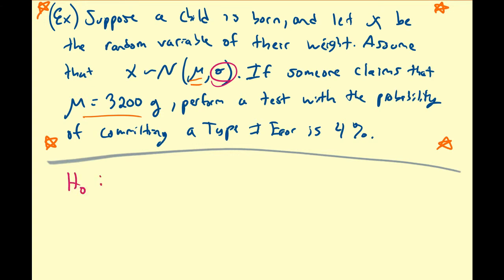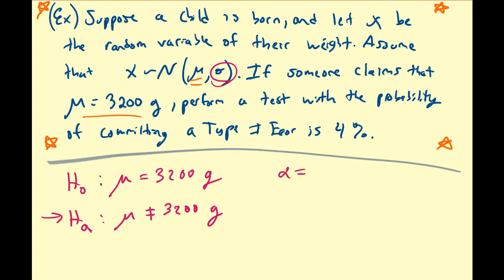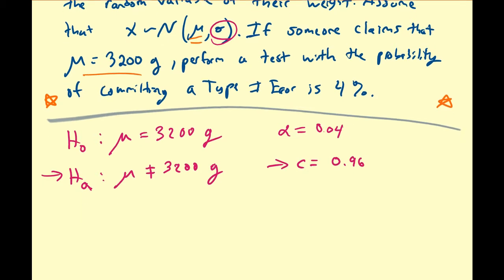So the null hypothesis is that the mean weight is equal to 3,200 grams. And if you do not have any alternative knowledge of this problem, then you would probably be safe using the alternative hypothesis that mu does not equal 3,200 grams. Also, we're given that the type 1 error must be equal to 0.04, which is relatively low. That implies the level of confidence that we are going to be operating under is 96%.